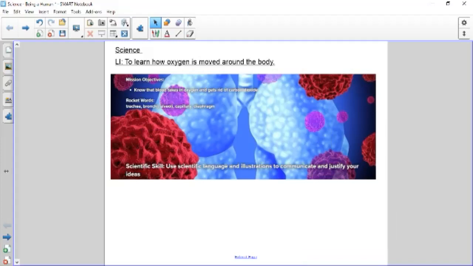The learning intention is to learn how oxygen is moved around the body. The scientific skill is to use scientific language and illustrations to communicate and justify your ideas.